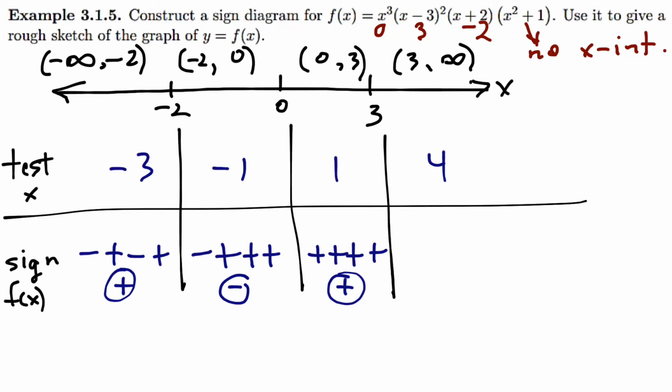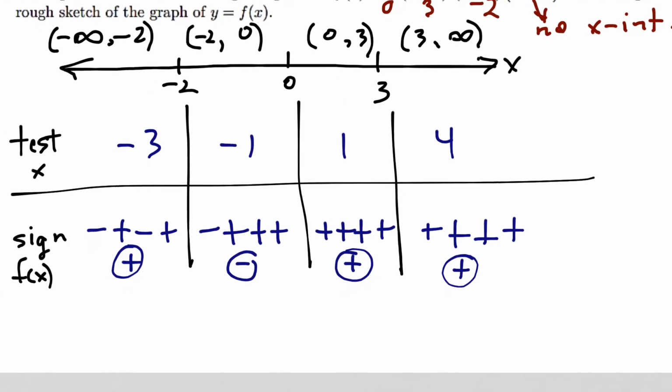So lastly, I've got 4. I'm going to substitute my test x in here, so that's a positive cubed would be positive. And then this would be 4 minus 3, well, it's squared, so it's always positive. And then this one here would be positive. 4 plus 2 is 6, so that's positive. And then the last one is always positive. So 4 positives again means this piece of the graph also lies above the x-axis.